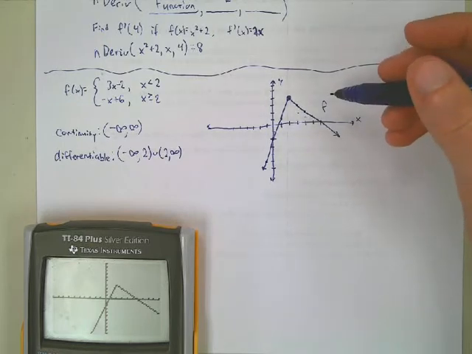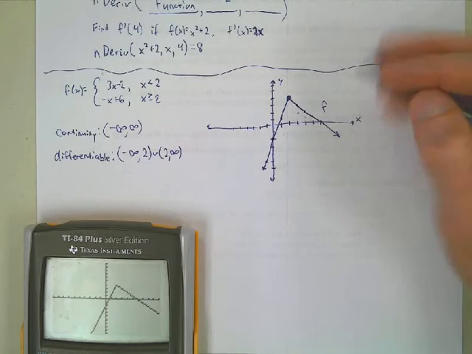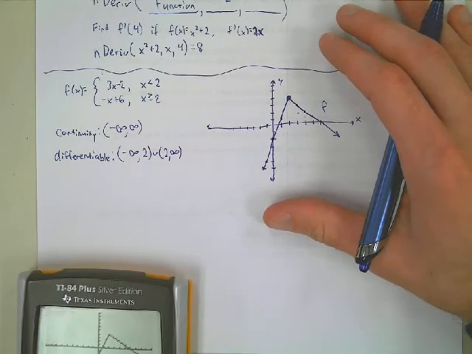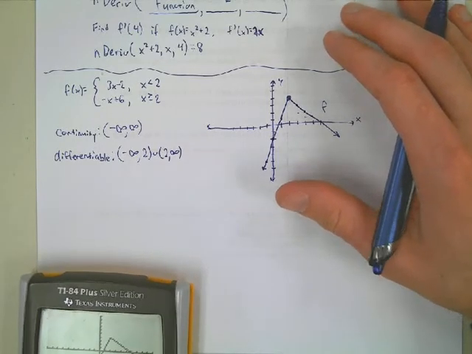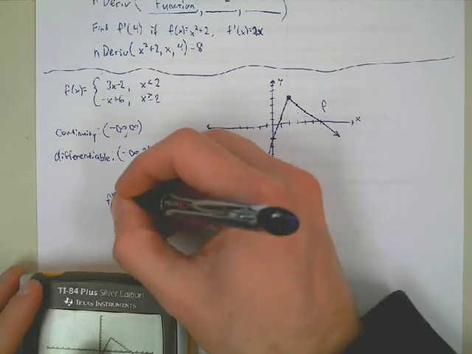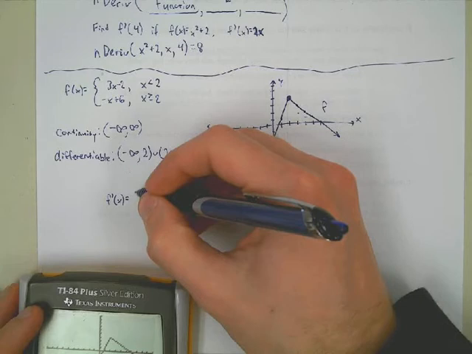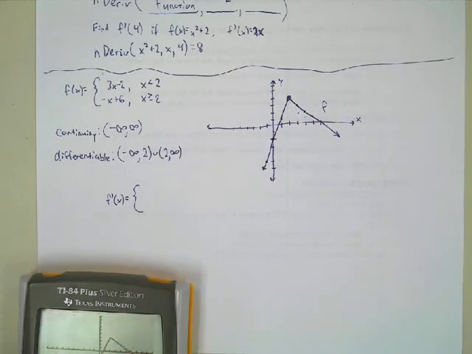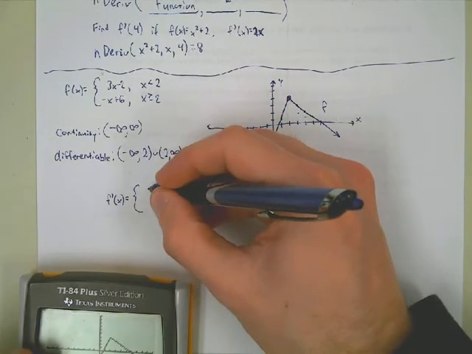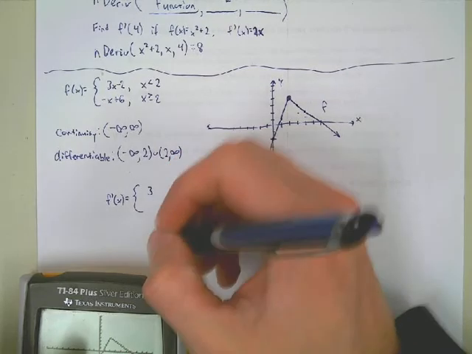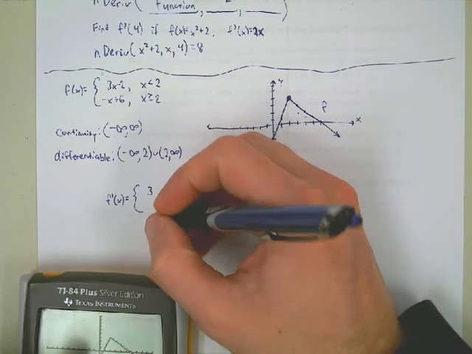Now, how do we take the derivative of a piecewise function? You do it relative to the equation. You take the derivative of the individual pieces. So what's the derivative of 3x minus 2? 3. What's the derivative of -x plus 6? -1. The arguments stay the same.